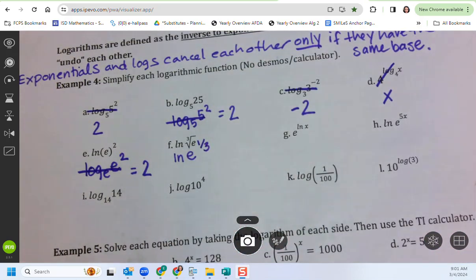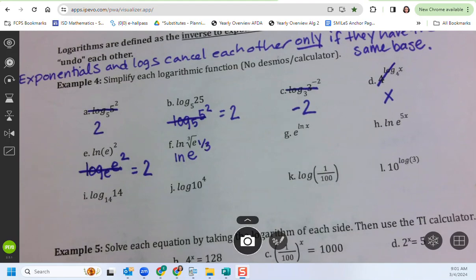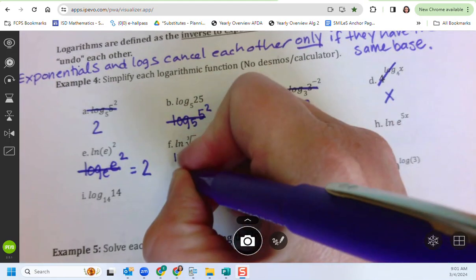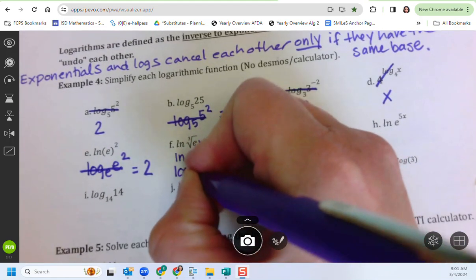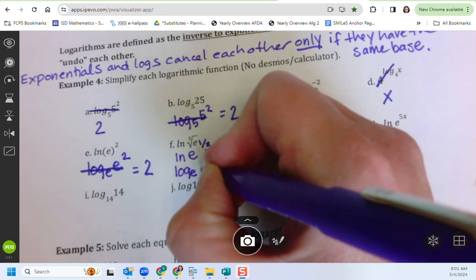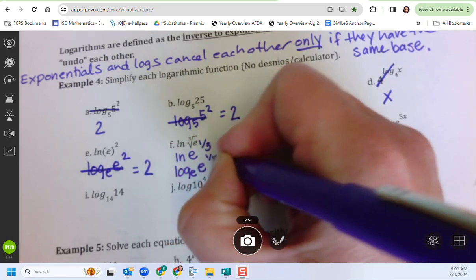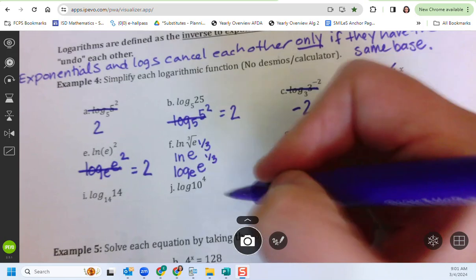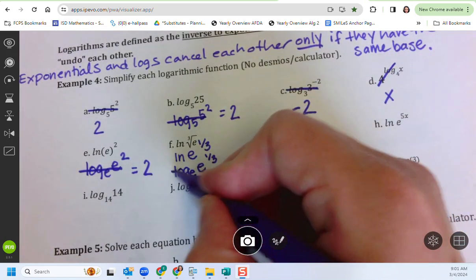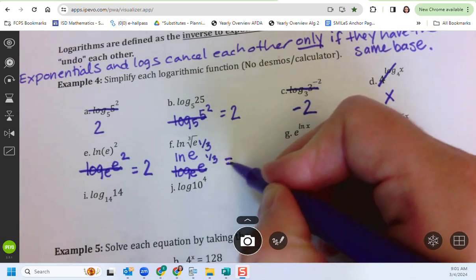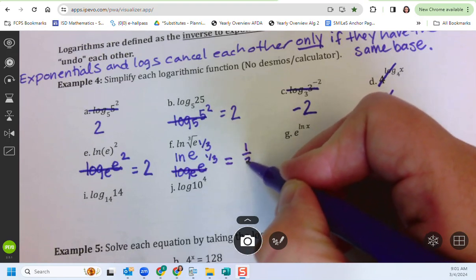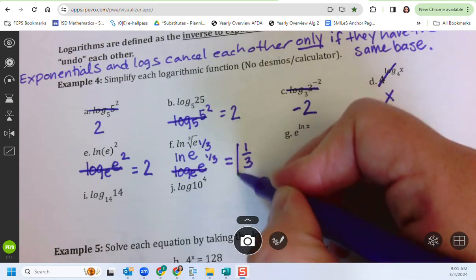And at that point, you could cross out the ln e if you remember that they're inverses. Or if you want to do one more step, you can write log base e to the 1/3, because ln means log base e. Cancel those out. And then finally, your answer will be 1/3, no matter what point you decide that's true.